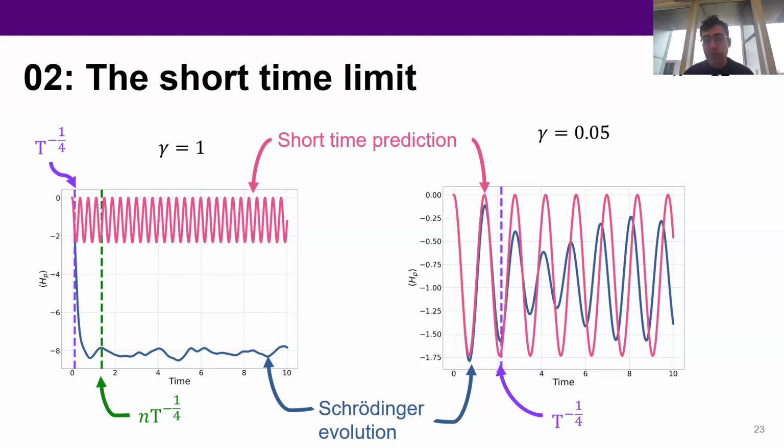For gamma equals 1, we see this is indeed the case. But for smaller gamma, even beyond this limit, the Schrödinger evolution is, let's say, qualitatively, if not quantitatively, similar to the short time prediction. So we're already building up some intuition about what we expect expectation values of HP to depend on, and we also have some idea of a timescale now associated with continuous time quantum walks.